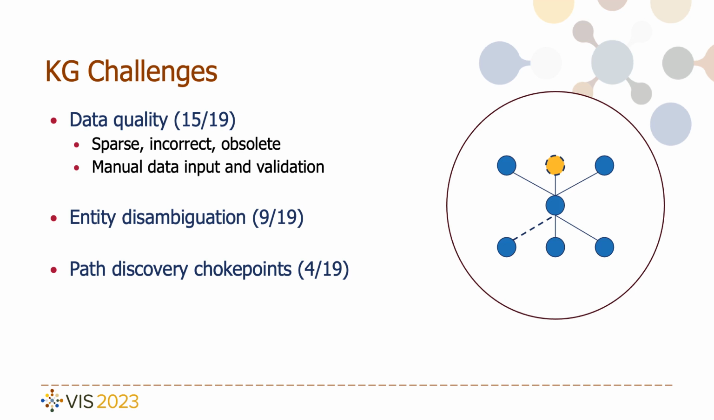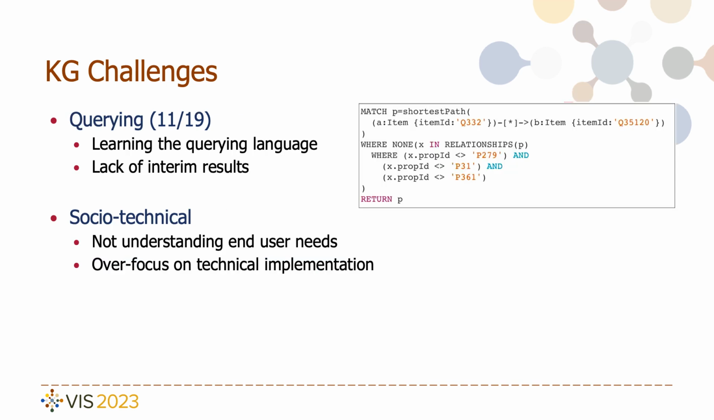And also they had problems with what we call choke points, or nodes that are so densely connected that they can artificially inflate the number of paths returned in a pathfinding algorithm and lead to a lot of noisy paths to sift through. Another important challenge our participants faced is with querying. This is challenging not only because learning a querying language can be difficult, but also because different graph representations systems can have different querying languages. So even if a user learns, for example, Cypher, that might not help them learn how to query a different system with SPARQL.